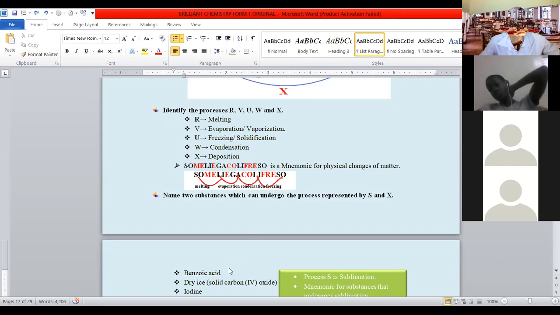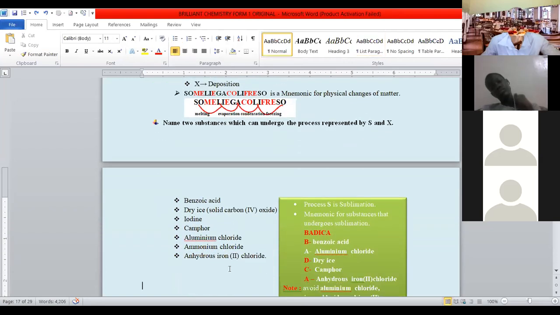Yes. Now let us check them here. We have all these ones: camphor, aluminum chloride, ammonium chloride, anhydrous iron 2 chloride. And now check what I've written just beside it. The process is sublimation. So it's a mnemonic for substances that undergo sublimation. That is BADIKA. If you master the word BADIKA, it will help you master these substances that undergo sublimation.